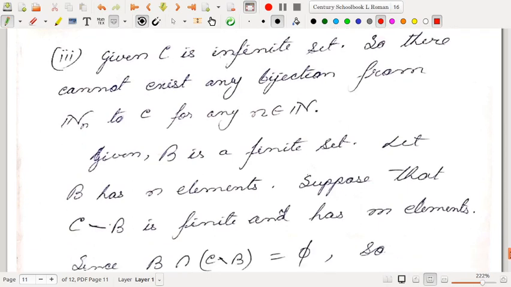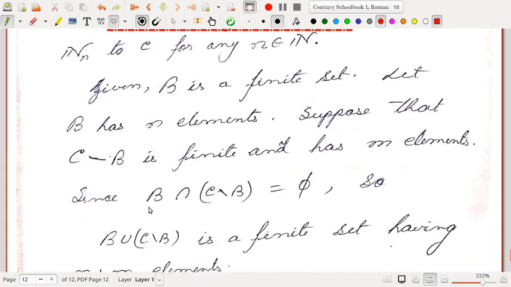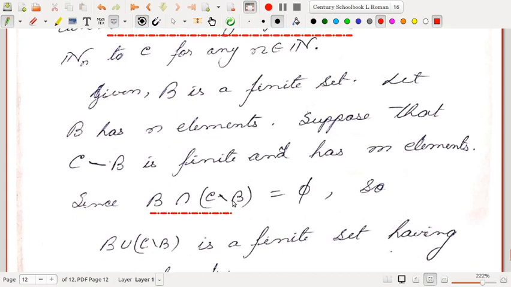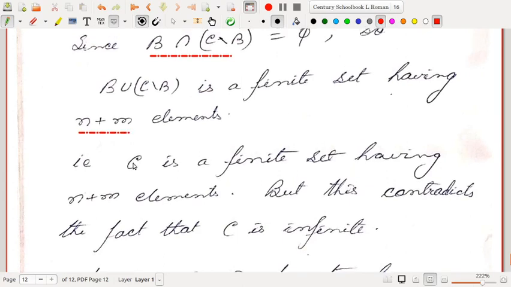Given C is an infinite set, there cannot exist any bijection from N to C for any n. Also it is given that B is a finite set, so let B have n elements. Now suppose that C minus B is finite and has m elements. Then the intersection of B and C minus B is phi. So by the first result, B union C minus B will be a finite set which will have n plus m elements. But B union C minus B is just the set C.